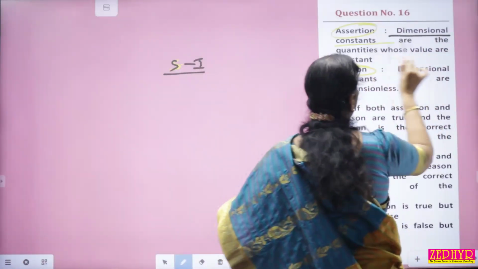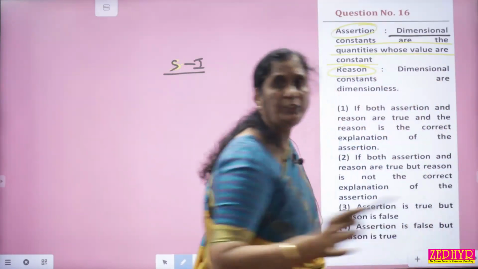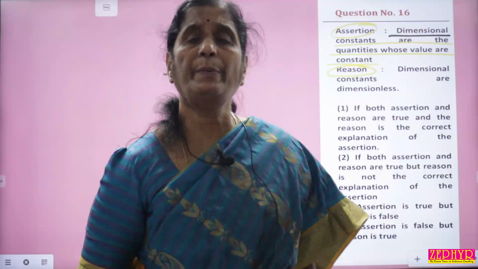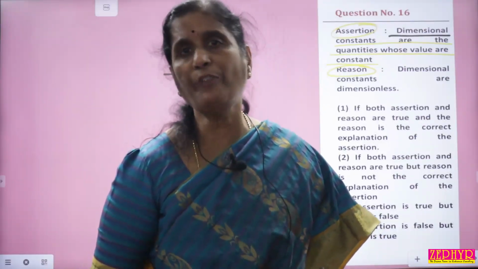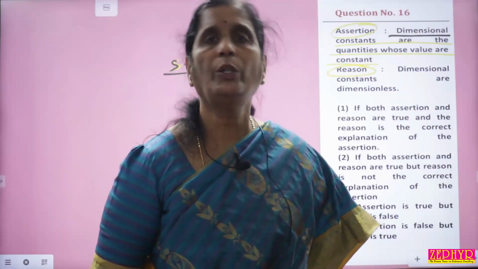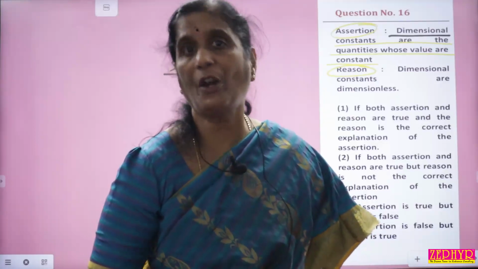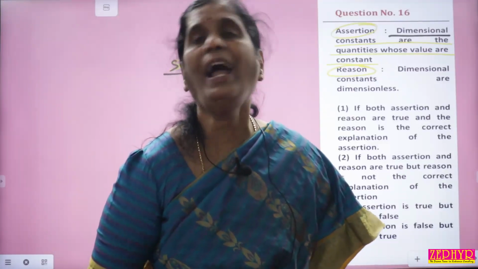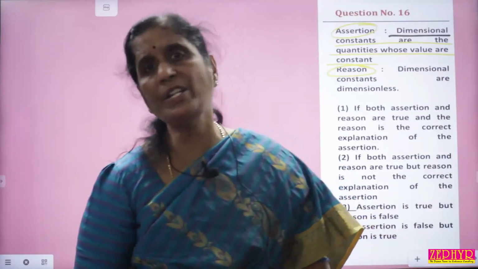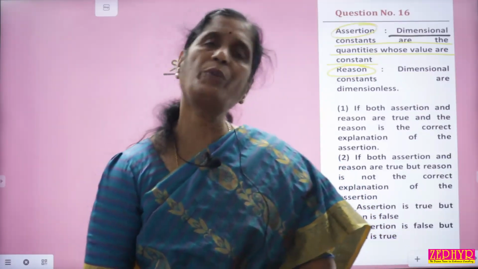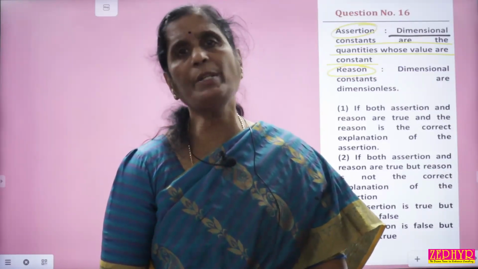Dimensional constants are the quantities whose values are constant. Yeah, just now we were discussing another question. Dimensional constants are universal constants. Examples: velocity of light, gravitational constant, universal gas constant, Planck's constant, Boltzmann's constant, Stefan's constant. So many. These are all constants, but they will have dimensions. Gravitational constant has the dimensional formula M raised to minus 1 L cubed T raised to minus 2. Velocity of light has a dimensional formula, Planck's constant has a dimensional formula.